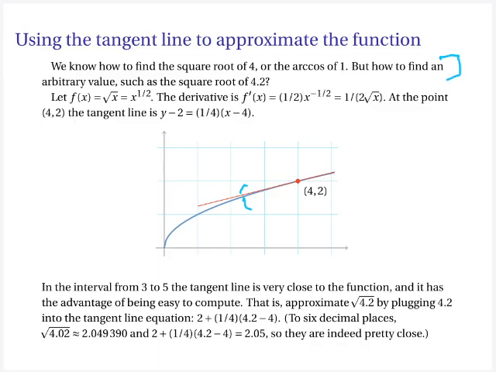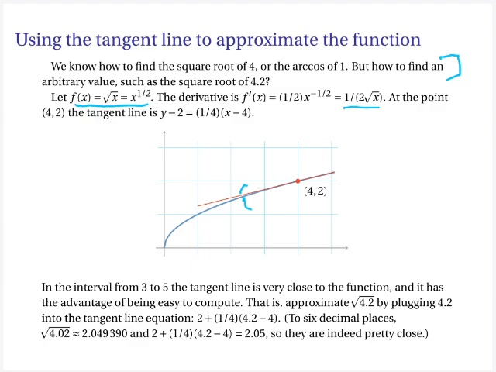We know how to find the square root of 4 or the arc cosine of 1, but how do we find an arbitrary value such as the square root of 4.2 instead of the square root of 4, or the arc cosine of 0.9? So we have to think of some way to find those numbers. The natural thing to do here is to let f of x be the function of interest. We're thinking about the square root of 4, so I'm going to think about the square root function. If you take the derivative of f, then of course you get 1 over 2 square root of x. We've done that lots of times now, so it's familiar.